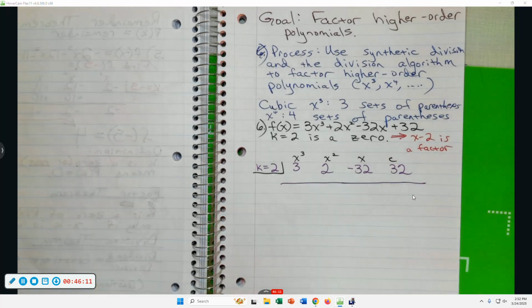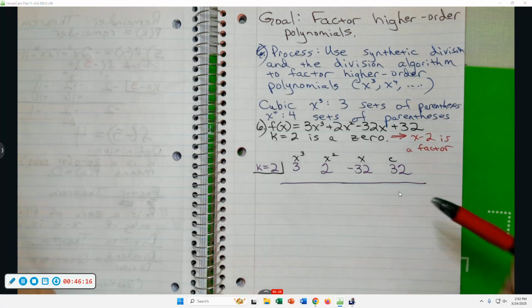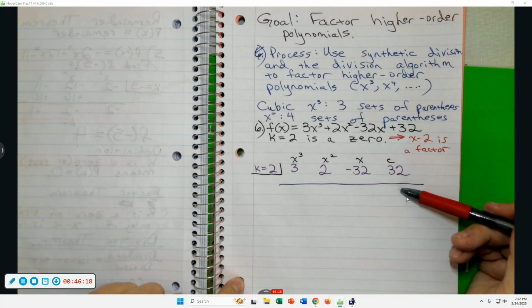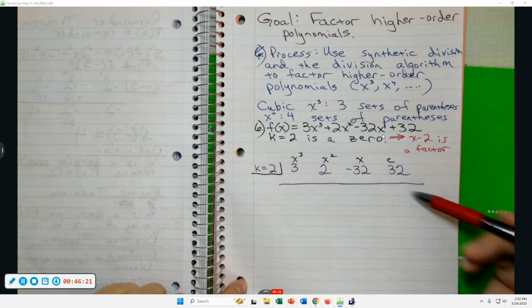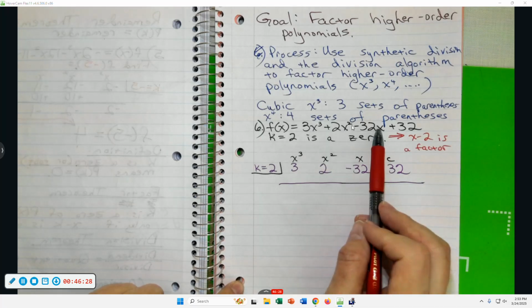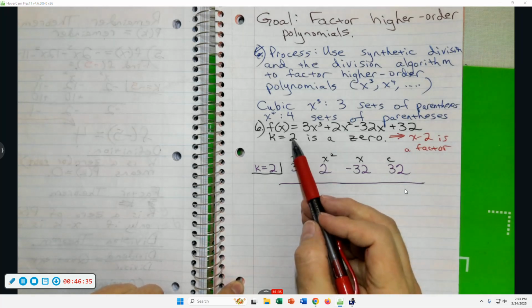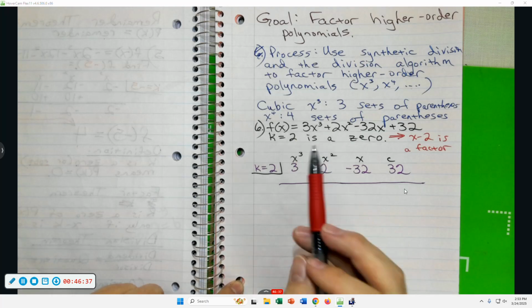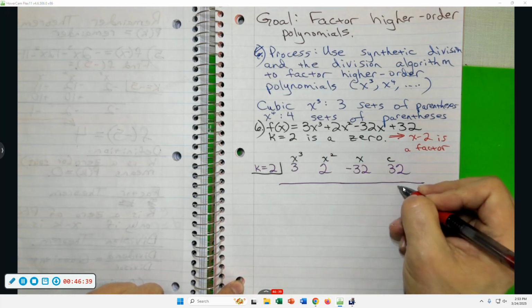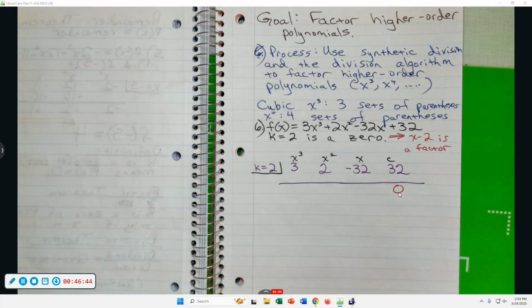Skip a line. Right here, this last number, y'all know what this last number is going to be here. What does this last number right down here have to be? Keep in mind, k equals 2 is a 0. That means if you plug in 2, it's going to equal 0. So what does this remainder have to be? 0. We know that if you plug 2 in, they told us, it's going to give you 0. So that last number there had better be a 0. If it isn't, we're doing something wrong.